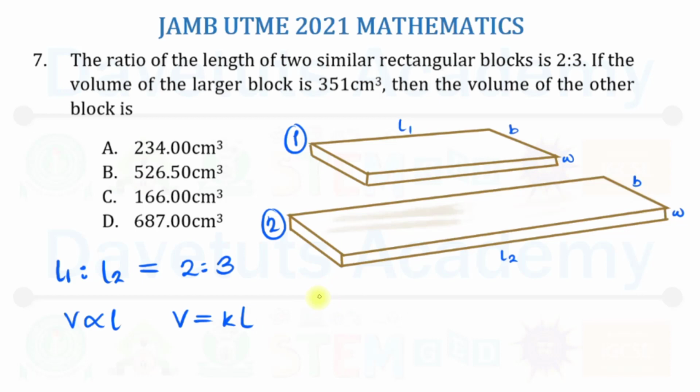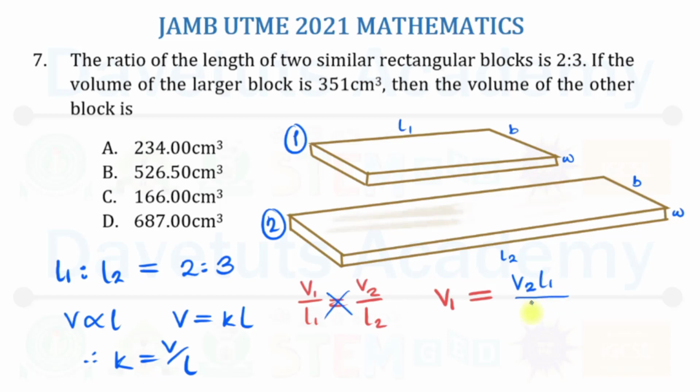And then if I want to have multiple cases, of course, from here, K is V over L. So from here, I can just say what I'm having is V1 over L1 is equal to V2 over L2. So we are told that the length of those two similar blocks is 2:3. If the volume of the larger block, what we are taking as V2, is given as 351, then the volume of the other block, that means we are looking for V1. And V1, looking at this expression, is nothing but V2 multiplied by L1 over L2.